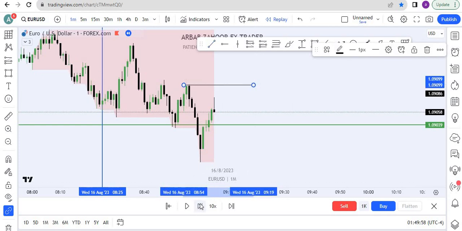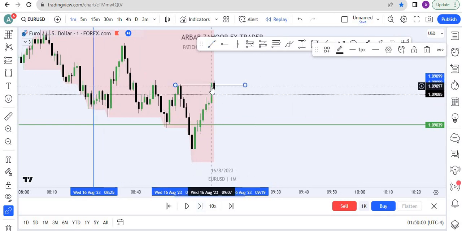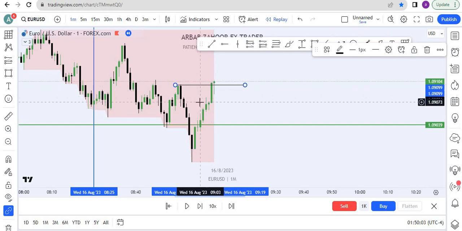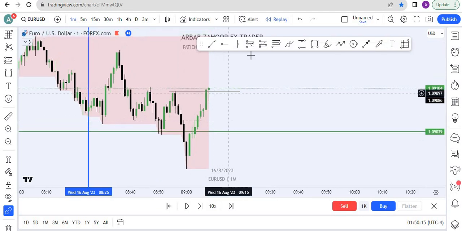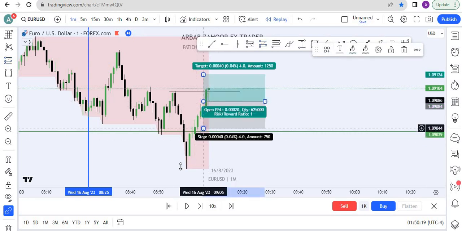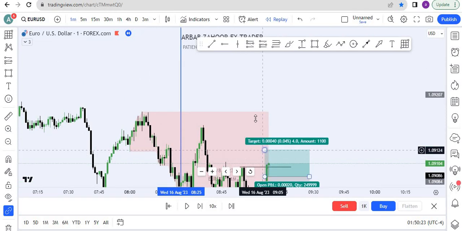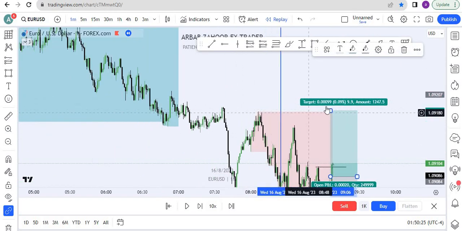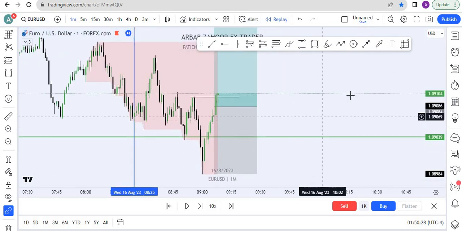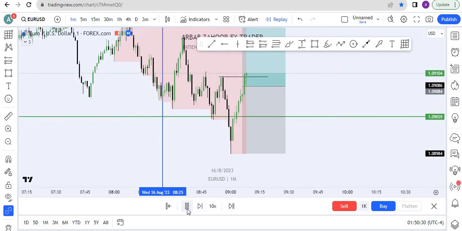We got this displacement with a gap, so we can enter here. But we have also a fair value gap here, so we will see how it plays out. Put the stop loss to the downside, target the opposite side liquidity and opposite of the day. So see, we will win or lose.